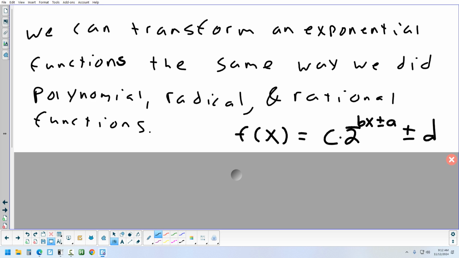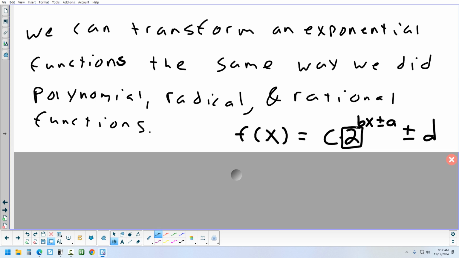And again, this is your base, which can be any number. Okay. What would the A do? It's adding or subtracting, and it's inside the exponent. Yeah? Horizontal. Yes. Anytime you're doing something inside the function, that's a horizontal transformation. And because it's adding or subtracting, it's a shift. Remember, it's backwards. Positive is going to shift left. Negative is going to shift right.